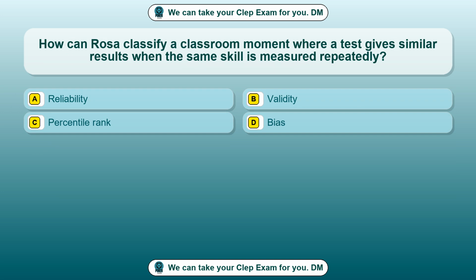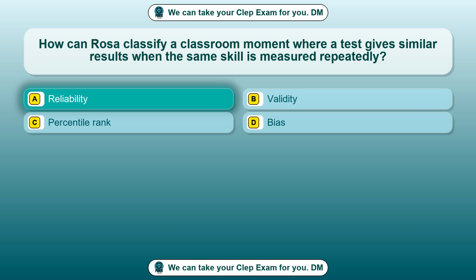Question 56. How can Rosa classify a classroom moment where a test gives similar results when the same skill is measured repeatedly? Option A, reliability. Option B, validity. Option C, percentile rank. Option D, bias. The correct answer is option A.